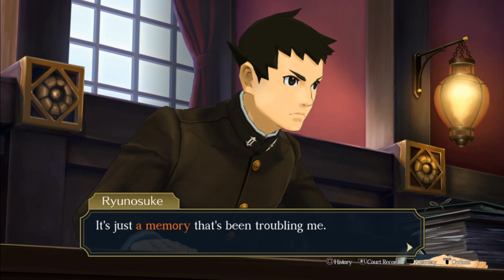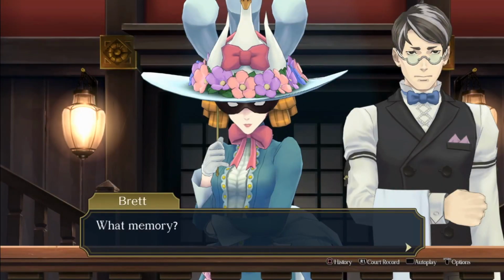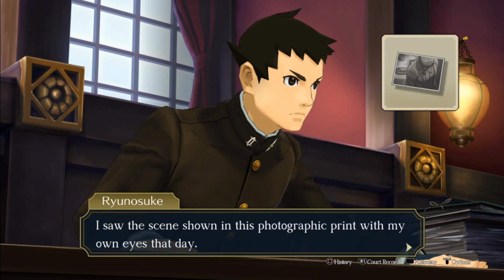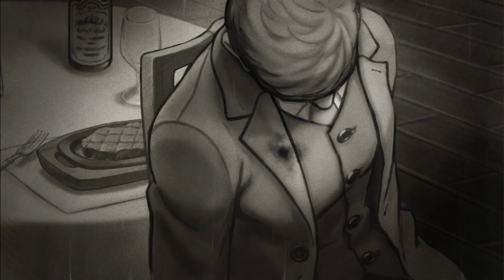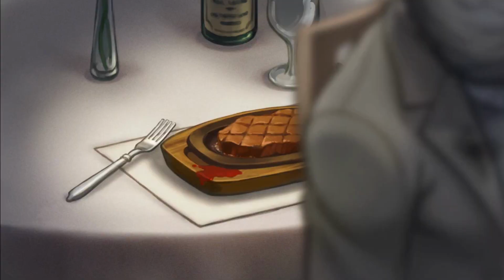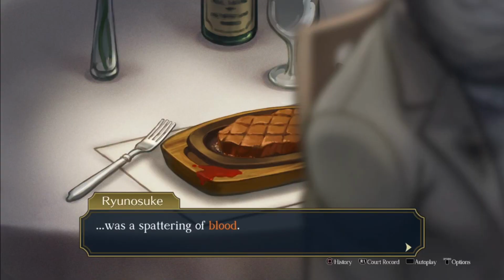Okay, whatever. It's just a memory that's been troubling me. What memory? I saw the scene shown in this photographic print with my own eyes that day. Okay. And I saw that on the wooden base of the plate that the steak was served on was a splattering of blood.